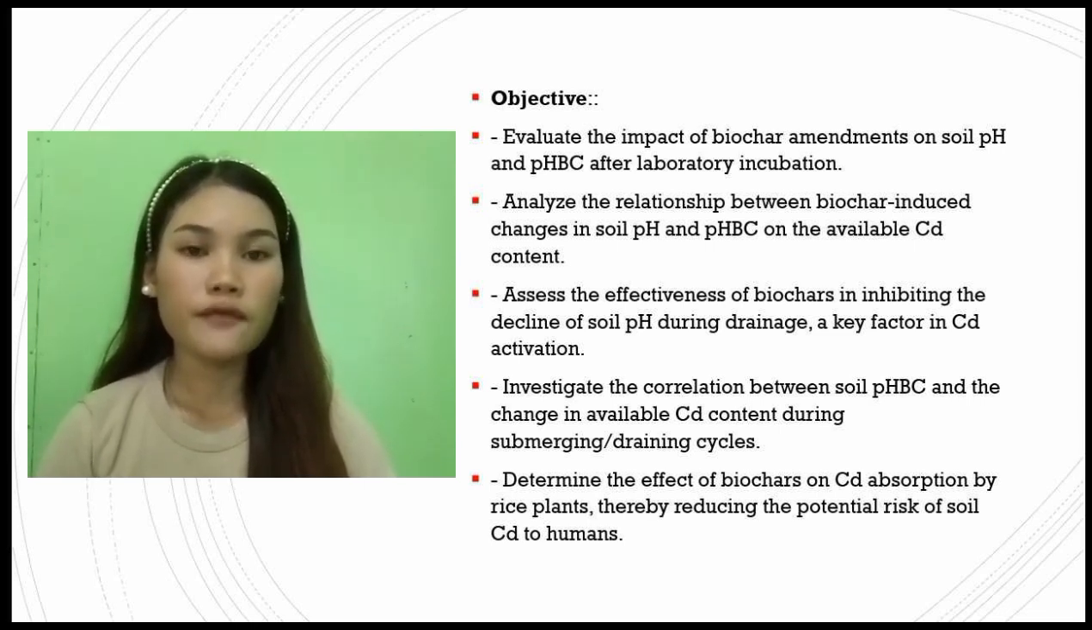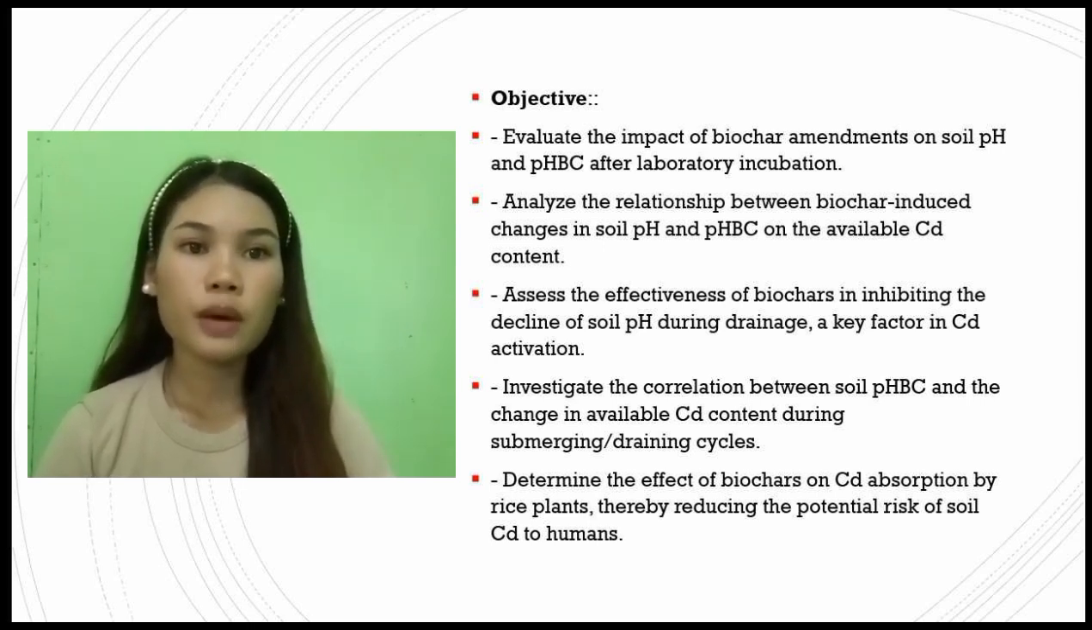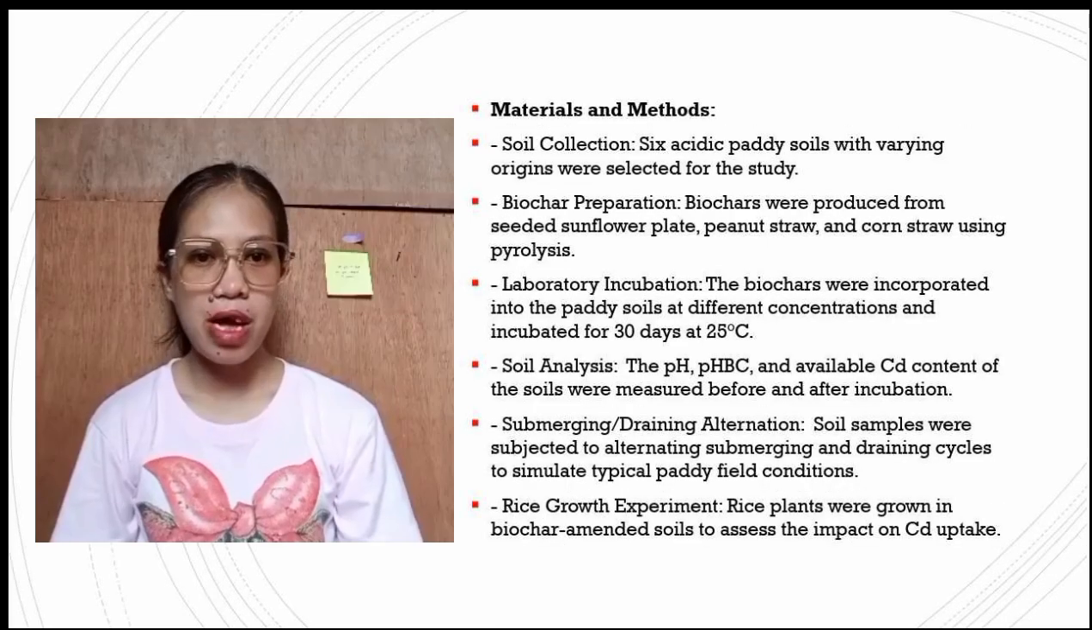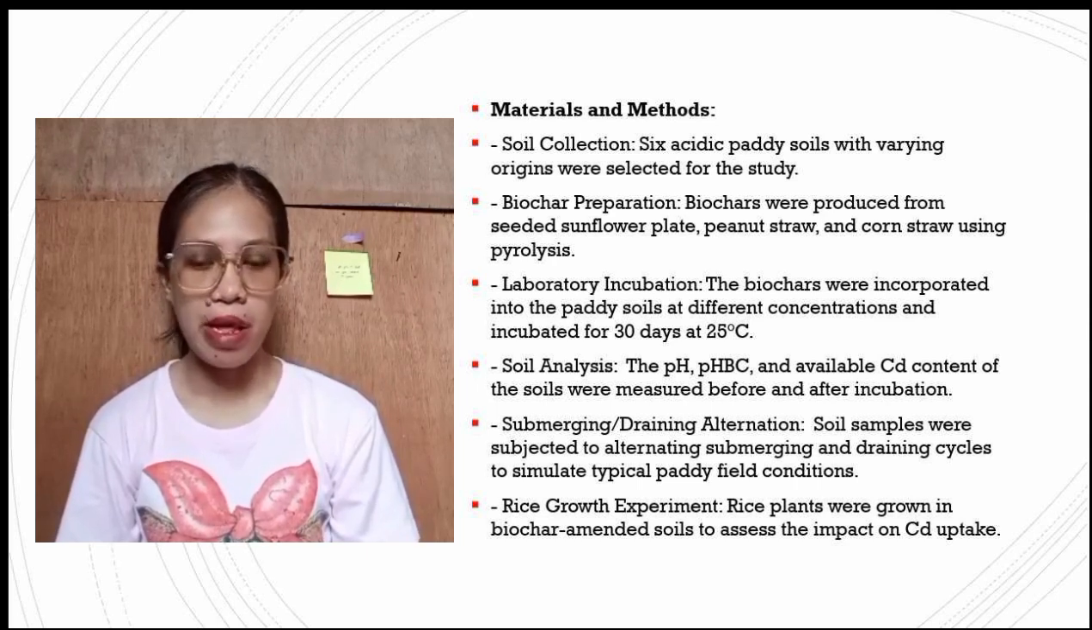Fifth, determine the effect of biochars on Cd absorption by rice plants, thereby reducing the potential risk of the soil Cd to humans. Materials and methods. First, soil selection. Six acidic paddy soils with varying origins were selected. Second, biochar preparation. Biochars were produced from sunflower seed, peanut straw, and corn straw using pyrolysis.